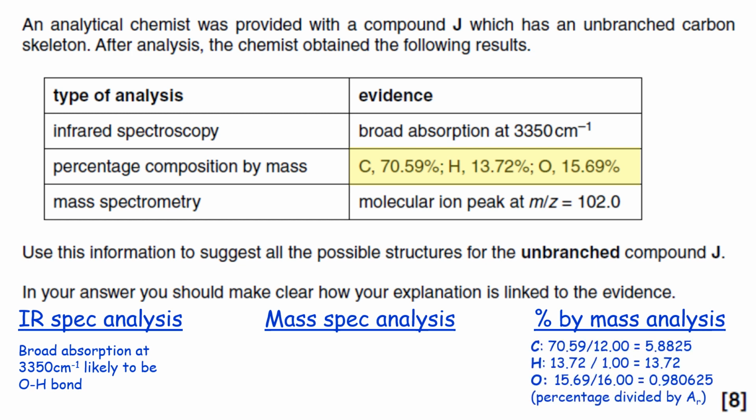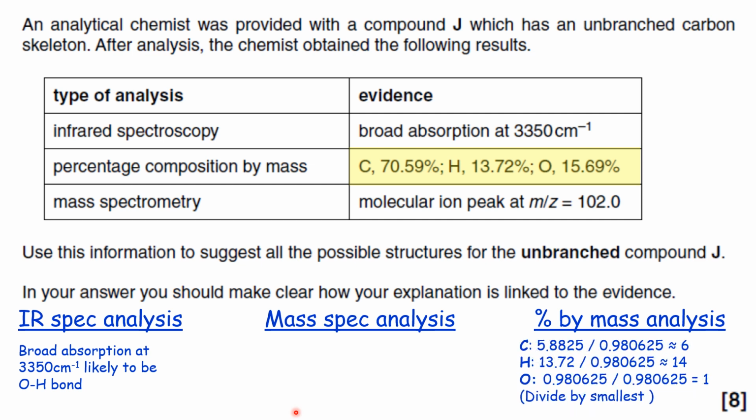So the first thing to do with the percentage composition by mass is to divide each of the percentages by the relative atomic mass of the element. So you can see that with carbon, for example, we get 5.8825. And then for hydrogen, 13.72. For oxygen, 0.980625. We need to change those into whole numbers. So you divide by the smallest to do that.